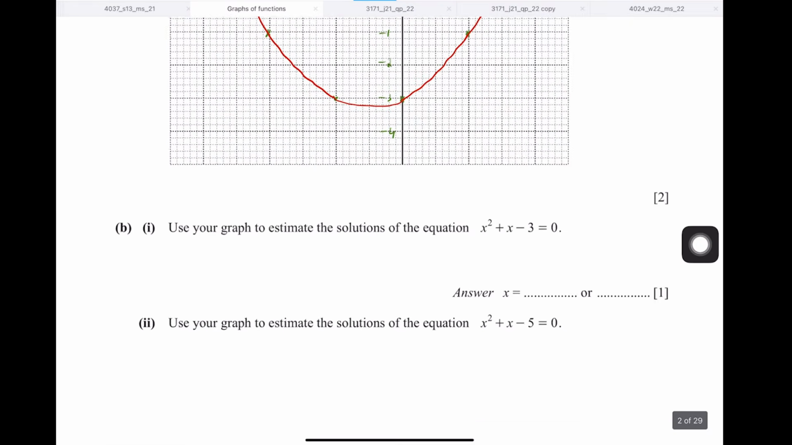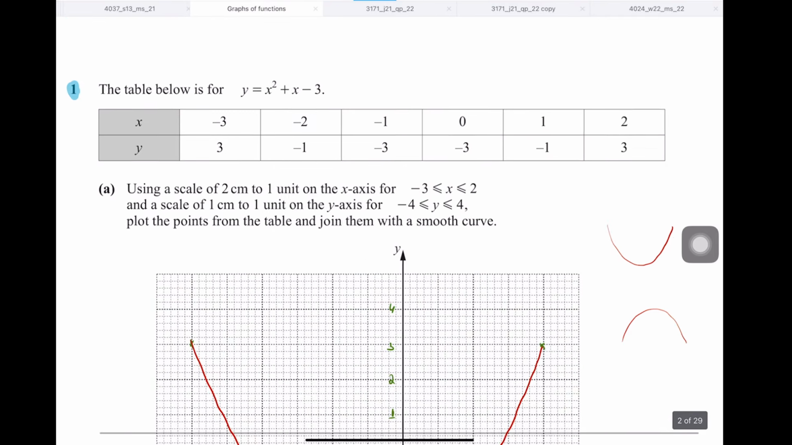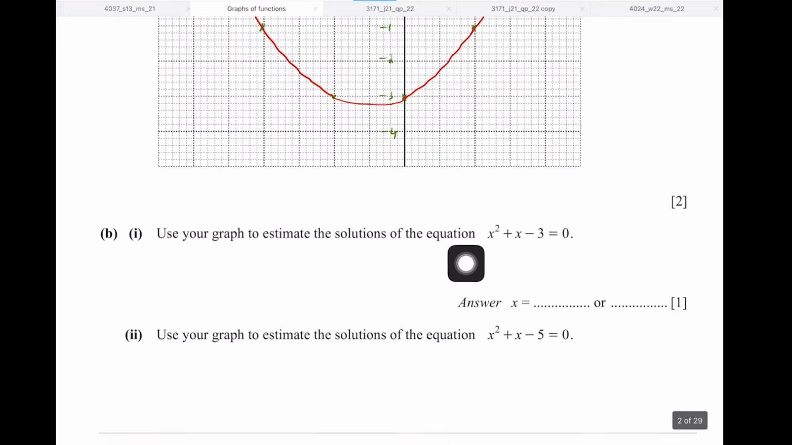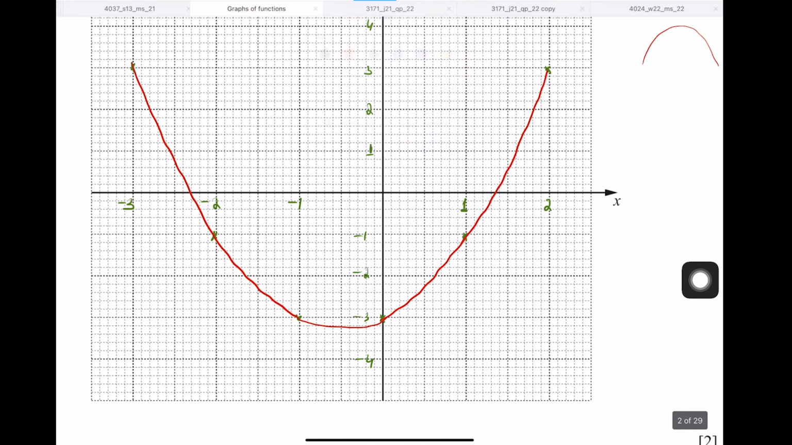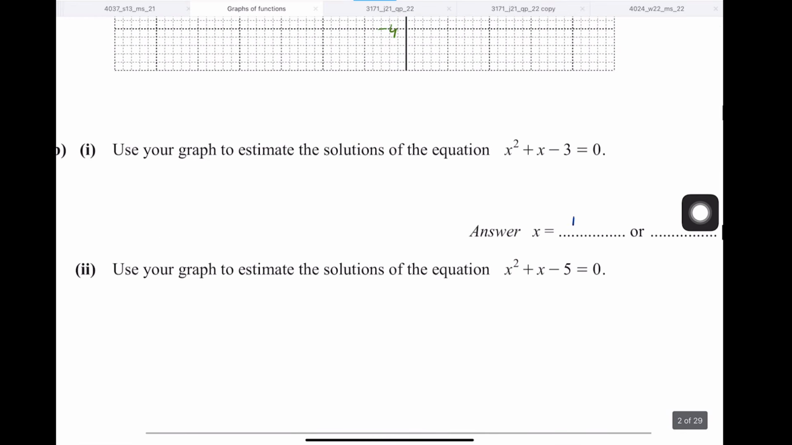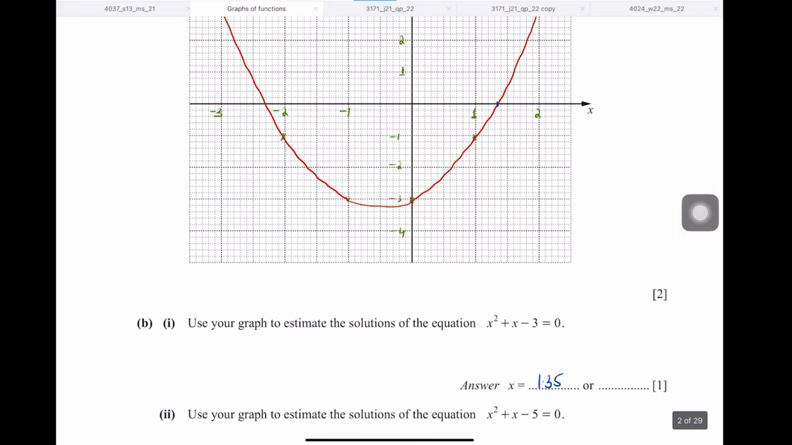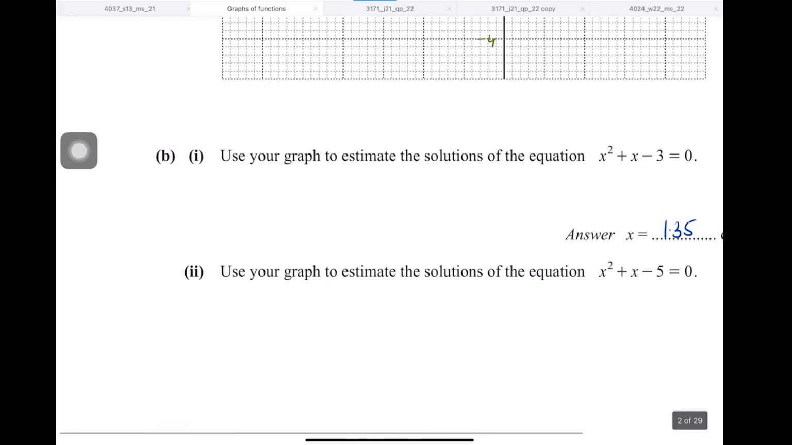Now then it says, use your graph to estimate the solutions of the equation x cubed plus x minus 3 equals 0. So notice that it's the same equation. So you don't have to add or subtract anything. You just need to see when this is equal to 0. So technically you just need to see where this curve is cutting the x-axis. So one value is 1.1, 2, 3, 4, in between 1.3 and 1.4. So 1.35. The other value is right here, which is -2.1, -2.2, -2.3.